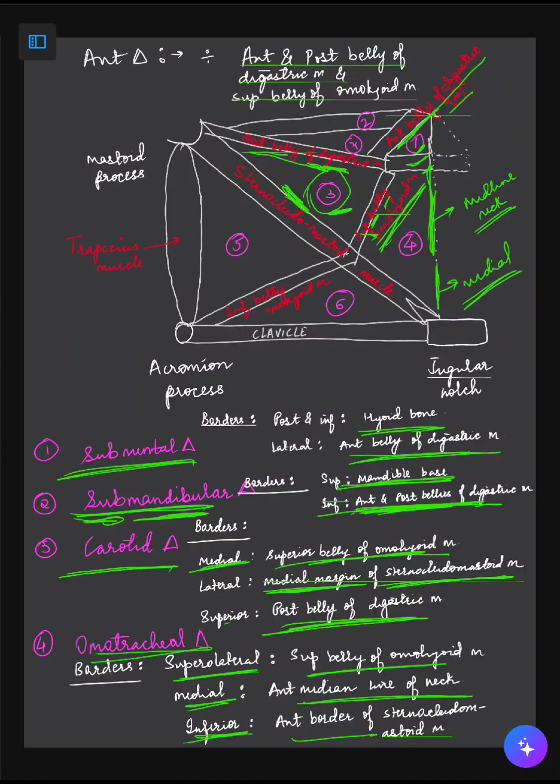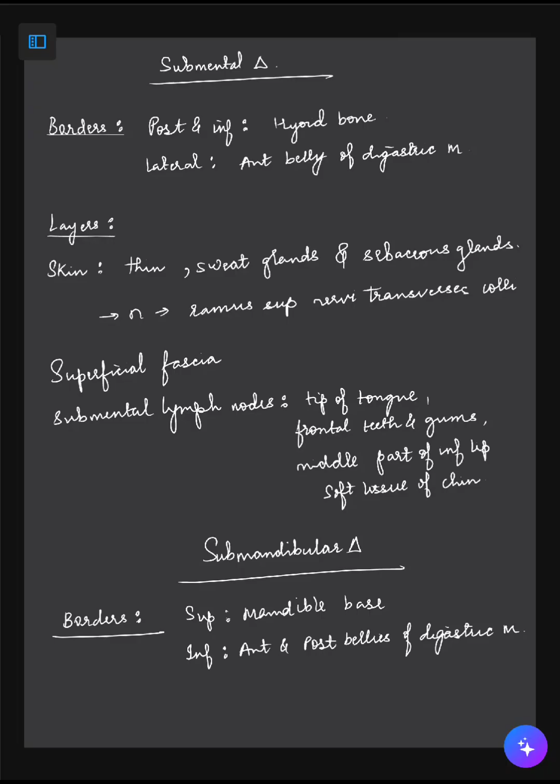Omotracheal triangle. First is the midline, anteriorly, the midline of the neck. Superolaterally is the superior belly of omohyoid muscle, and inferiorly is the anterior border of sternocleidomastoid muscle. That's it. So we will study these triangles in detail.